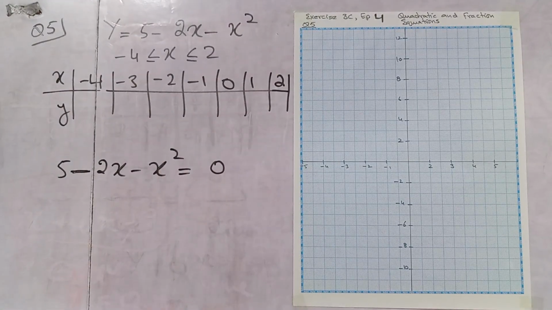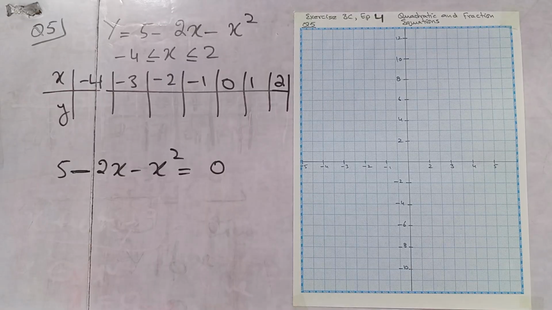This is exercise 3C. We are covering this topic, quadratic and fractional equations, from this book. The name of the book is Keng, New Syllabus Mathematics, 8th edition. This is their book 3, and this book is published by the Oxford University Press. This book and these questions are the property of the Oxford University Press. So credit goes to them.